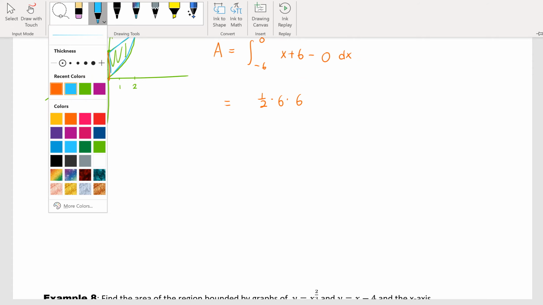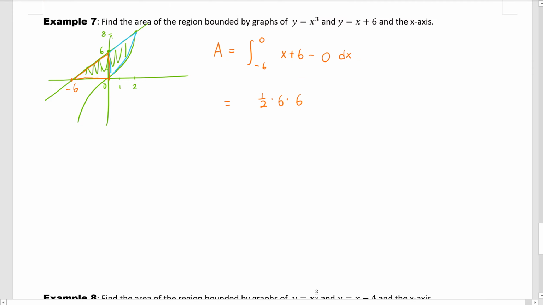Yeah, it's good to practice that. And then the blue area is x from 0 to 2, and the bigger function is the line. The lower function is the cubic function. Okay, so the integral is x squared over 2, 6x, x to the 4 over 4, from 0 to 2.